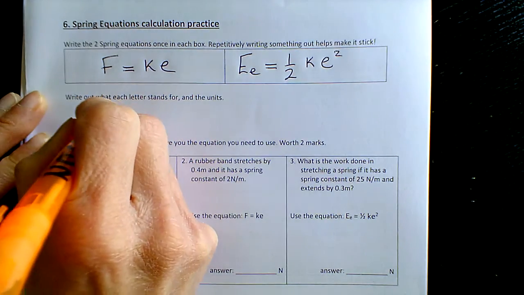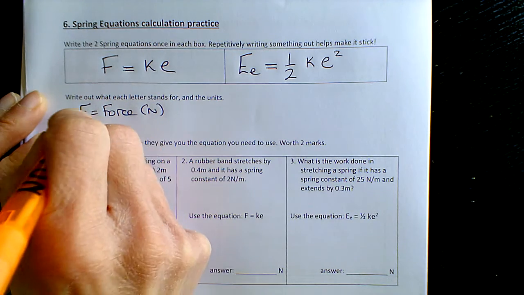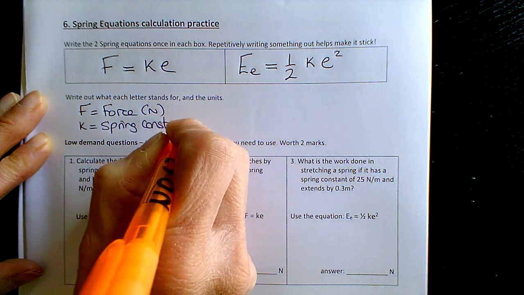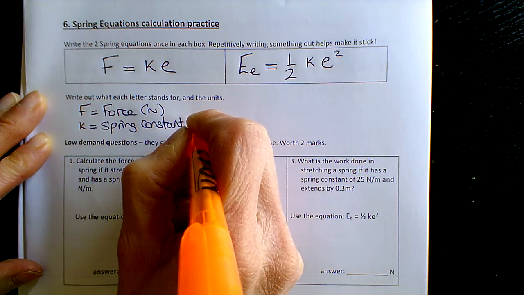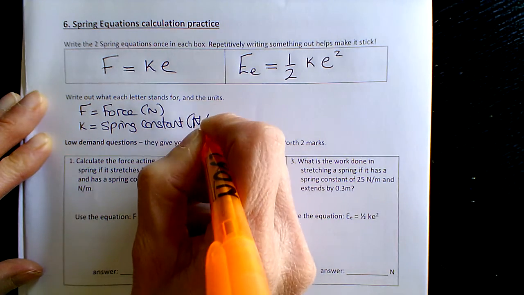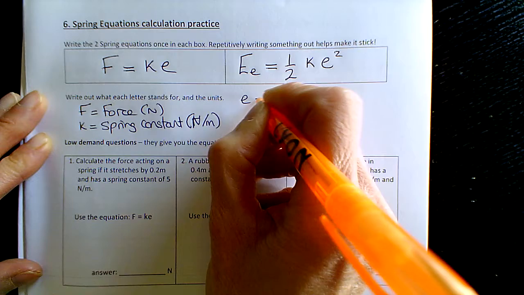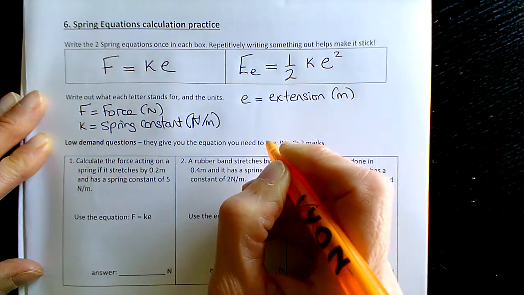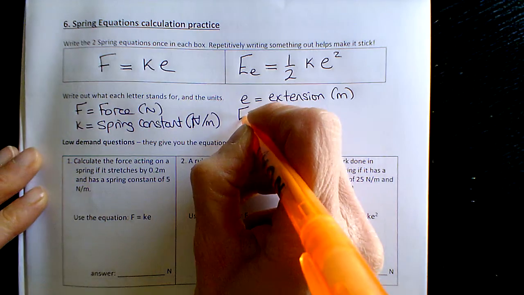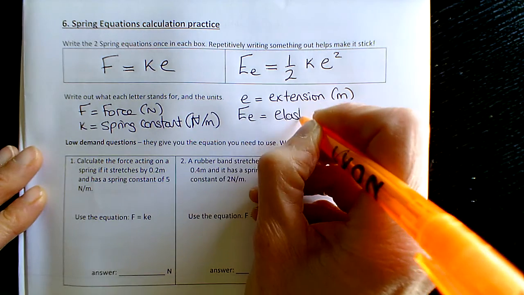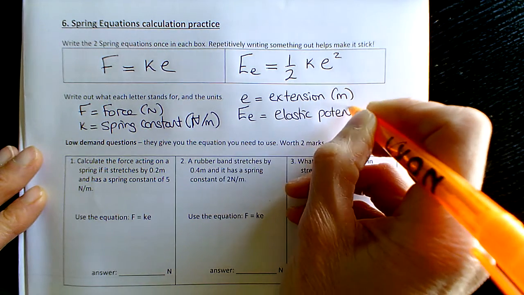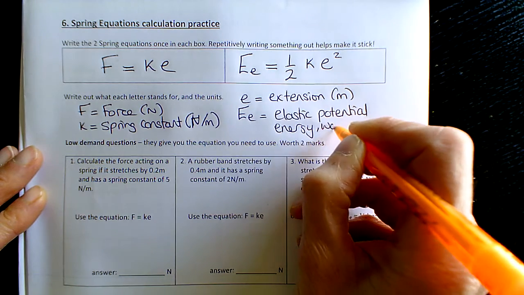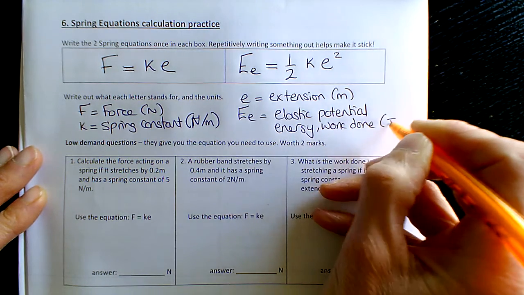So F stands for force, measured in newtons. K is the spring constant, in newtons per meter. E is extension, sometimes compression in some questions, measured in meters. And EE is elastic potential energy, and that's the same as work done in stretching the spring, and that's measured in joules.